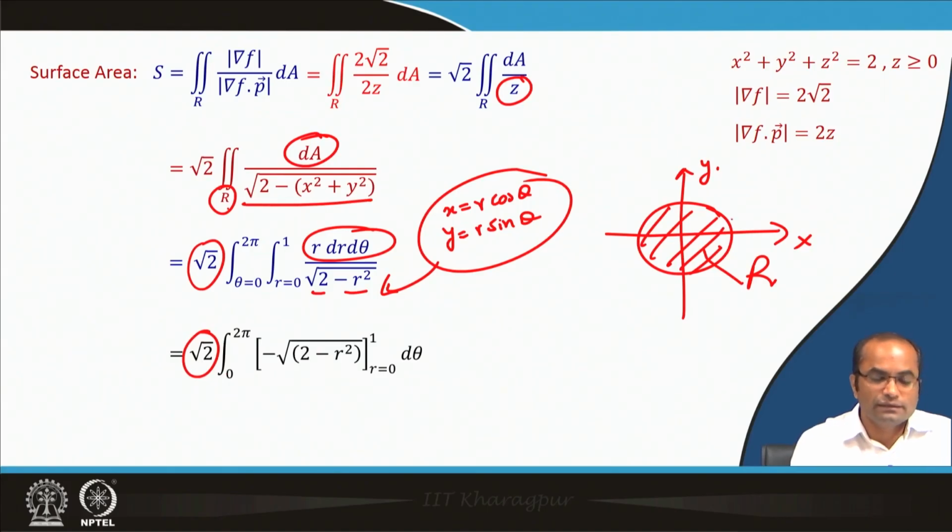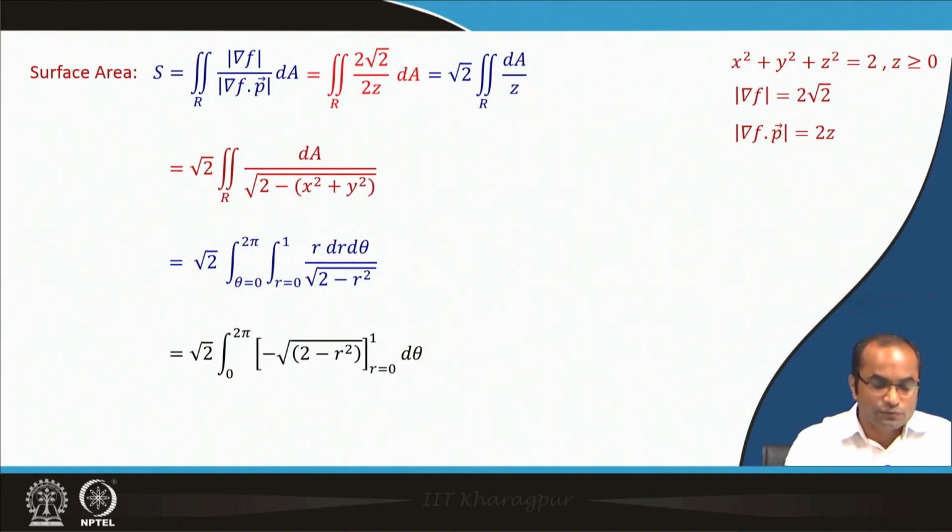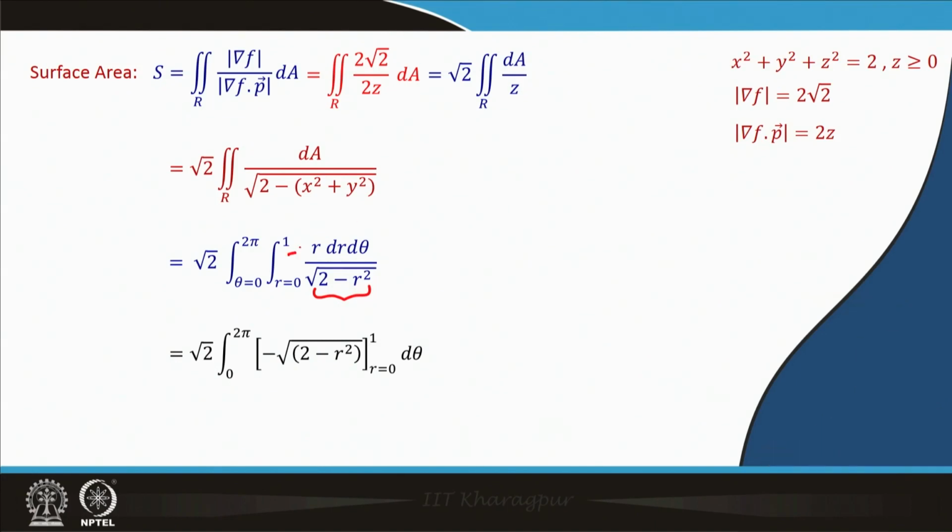So, the limits are clear. The limit for r will go from 0 to 1, and for theta 0 to 2 pi. That will cover the whole disk. Now here we have to integrate r over square root of 2 minus r squared. So, we need the integral of the differentiation of this, so minus 2, and then we can divide by minus 2 to compensate for this.